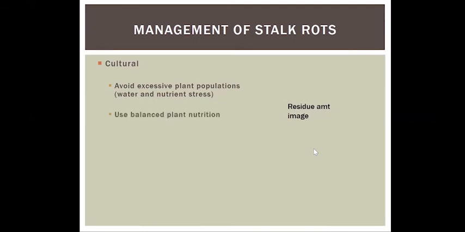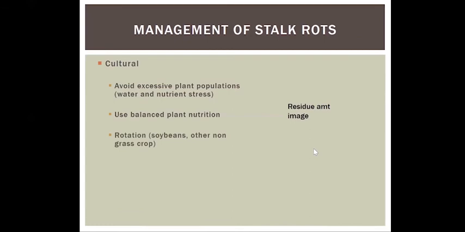Balanced nutrition. I mentioned that we want access to nitrogen, but we also want to make sure our potassium levels are where they need to be and everything else. We don't want to be limiting anything in that plant. So we want a really good fertilizer program. Don't push things too far.